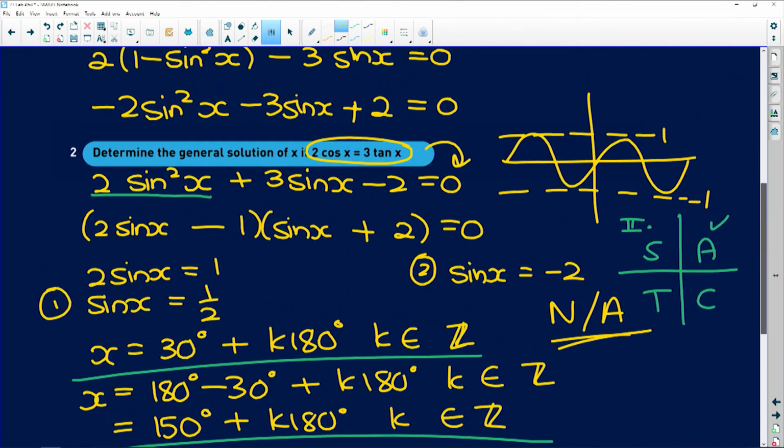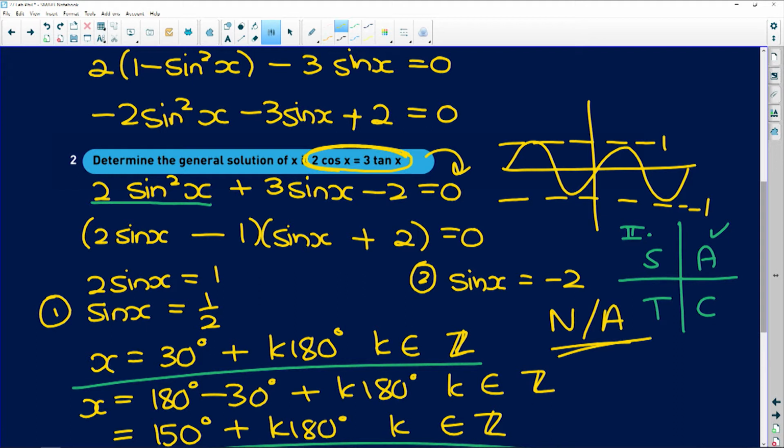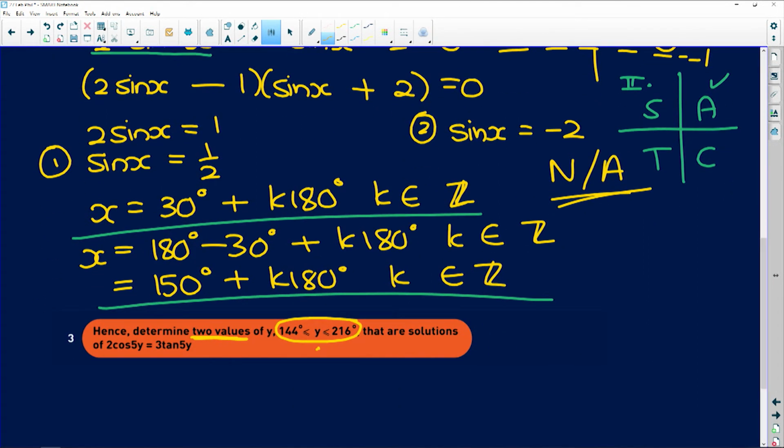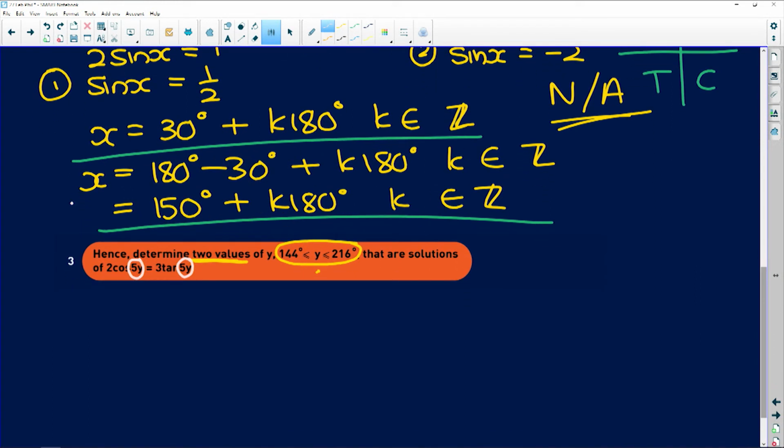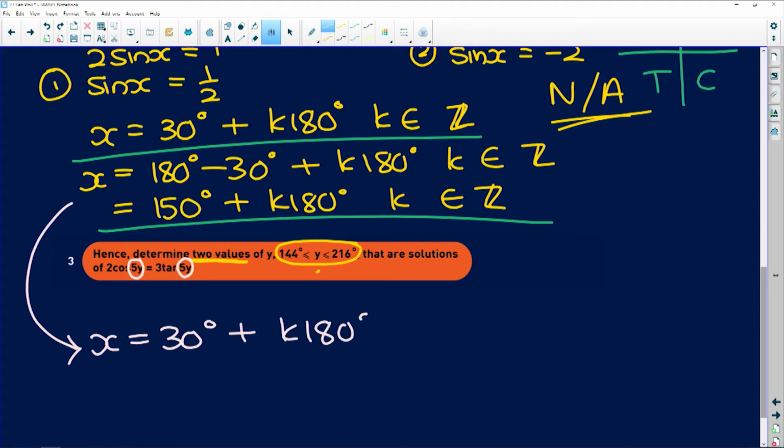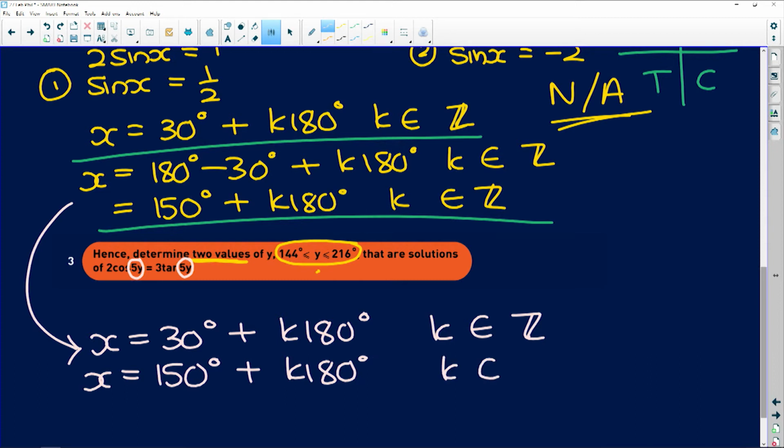So what you guys need to notice is that when we're dealing with this, we had just x's in our equation. Now we have the exact same equation, but the x has been replaced with 5y. So if you look over here, it's exactly the same equation. We found the general solution. We found that x is equal to 30 degrees plus k180, and k is an element of the integers, or x is equal to 150 degrees plus k180, and k is an element of the integers.